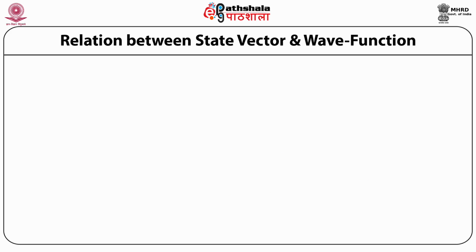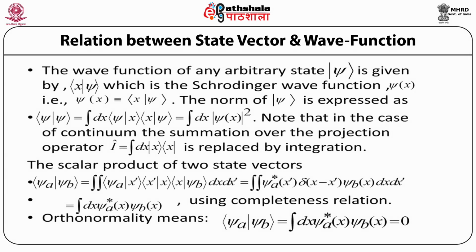Relation between state vector and wave function. The wave function of an arbitrary state ket vector psi, or the state vector psi, is given by bra vector x, ket vector psi, which is the Schrödinger wave function psi of x. That is, the Schrödinger wave function psi of x is given as bra vector x, ket vector psi.